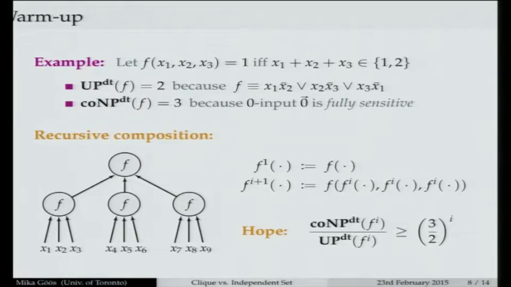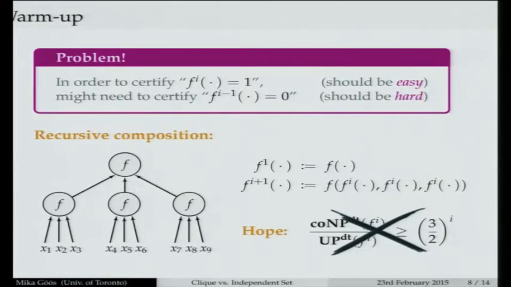And this works beautifully in some settings. What I've described here is exactly how you give a separation between Fourier degree, the polynomial degree of writing f, versus its decision tree complexity. It turns out you get a polynomial separation like this, but here it doesn't work. And the problem is that the complexity measures we're interested in, these non-deterministic measures, are inherently one-sided. They don't play well with recursive composition.